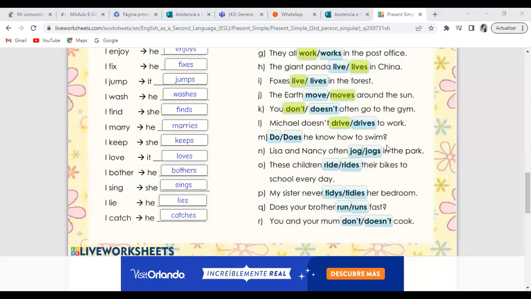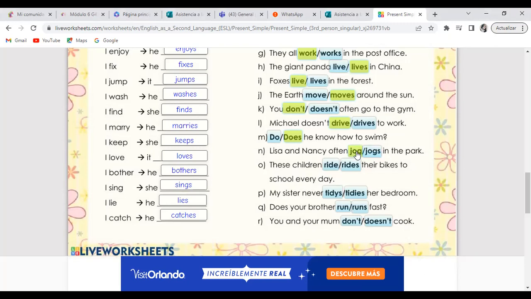Jorge. Now, letter M. Do or does he know how to swim? Here we are talking about he. So what is he or in this case, do or does? Does. All right, because we are talking about he. He is the third person of singular. Lisa and Nancy often jog or often jogs in the park. What do we say? Often jogs. No, it's often jog, right?